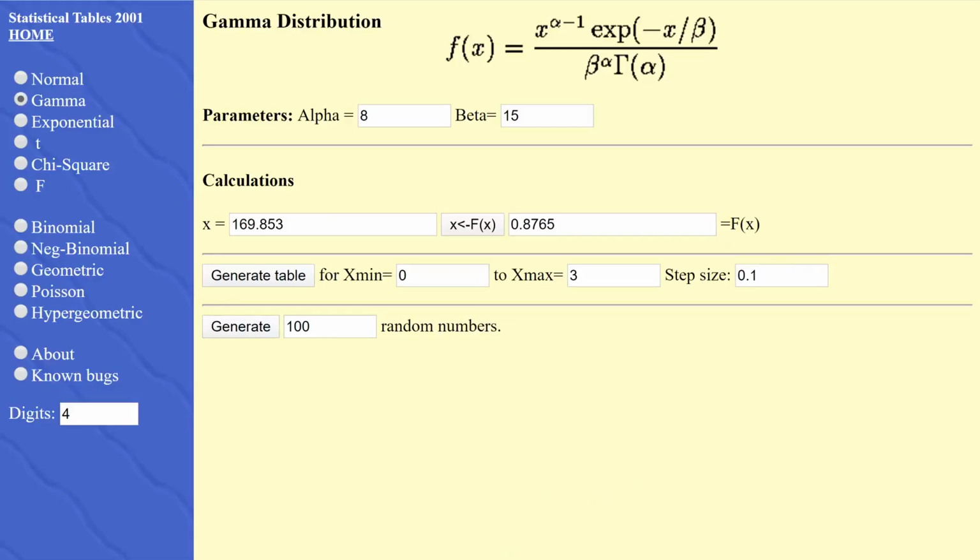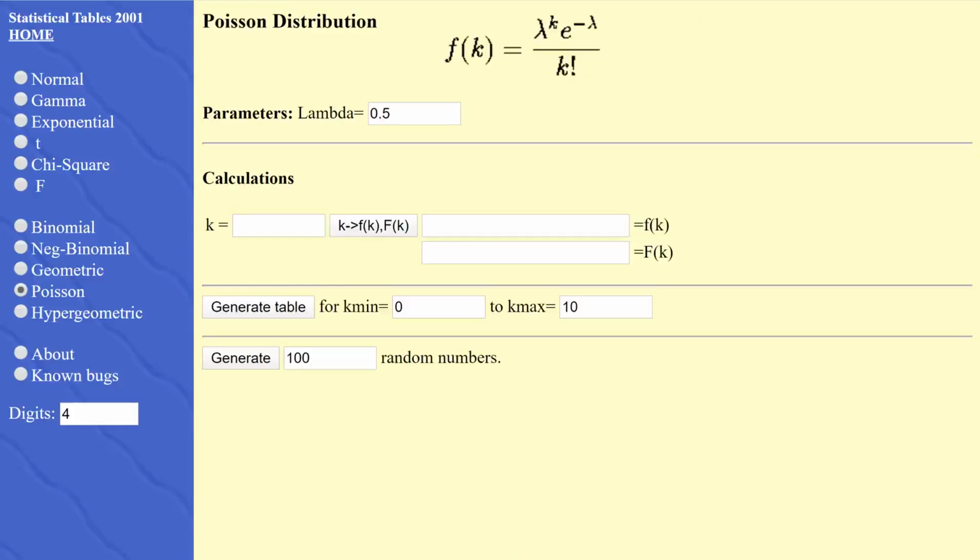That's the website. So we're looking for the Poisson distribution. What is our lambda? Our lambda is 24, and we are looking for the CDF where k is 20. We use x for a continuous random variable, and for a discrete random variable, we usually call it k.